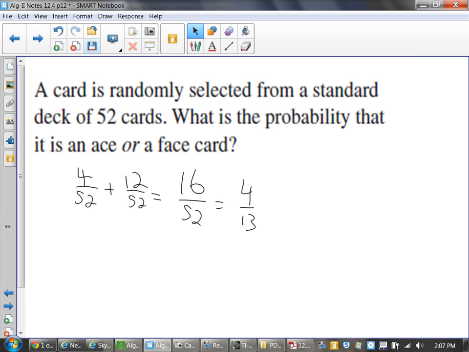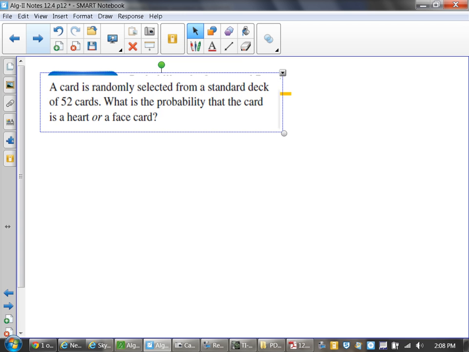So, let's see. Ace or face? Which kind of makes sense if you think about it. 4 out of 13 is almost 4 out of 12, which is 1 in 3. Keep doing it. Try it again. Okay. Let's try the other one. If you did it for the whole deck, you get exactly 4 out of 13.